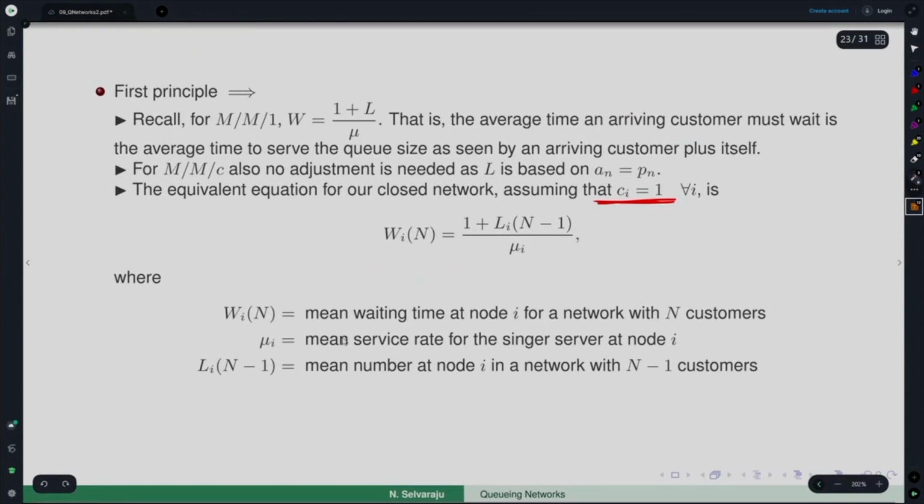So, this is the mean waiting time at node i for a network with n customers, and this mu i is the mean service rate for the single server at node i, and Li of n minus 1 is the mean number at node i in a network with n minus 1 customers, as we have seen. So, the first principle, which is the arrival theorem, gives us this relationship for the closed queuing network.